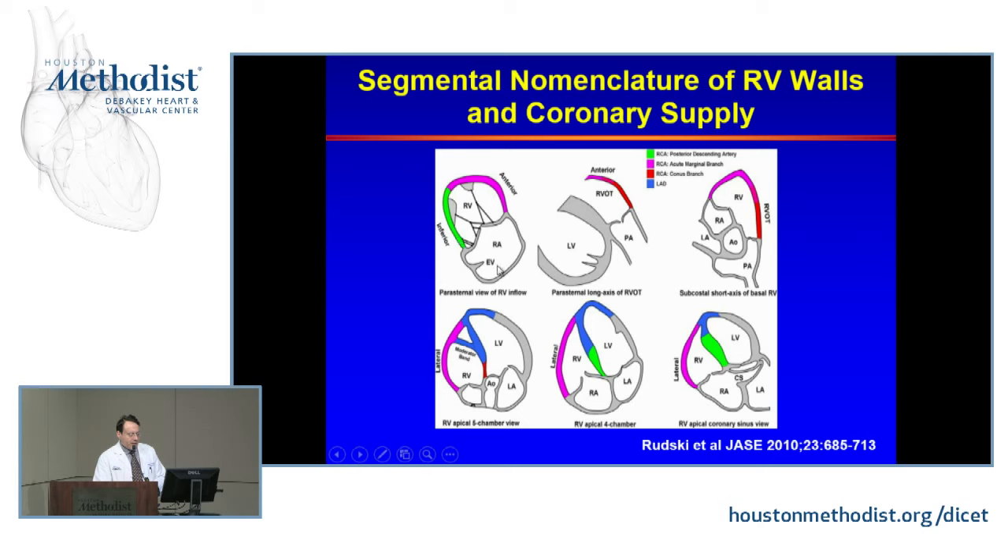If you look at the septum, the mid and distal septum and distal RV, and the moderator band, these are supplied by the LAD. The basal part of the septum here is supplied also by the marginal branch. The RV outflow tract gets its blood supply from the conus branch. You are expected to know the blood supply of the different RV segments.